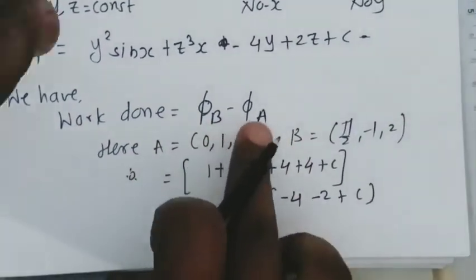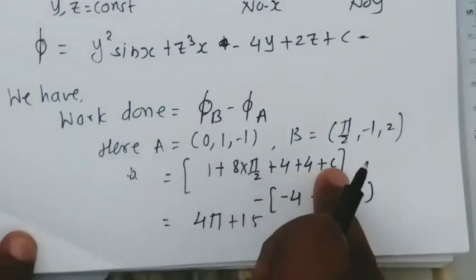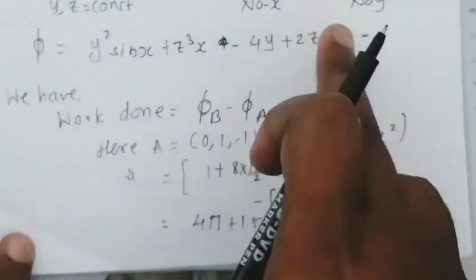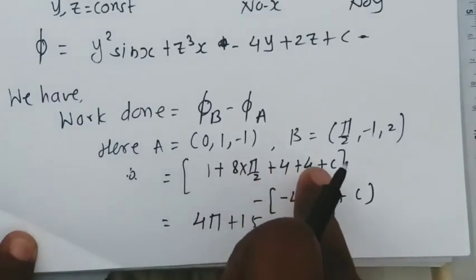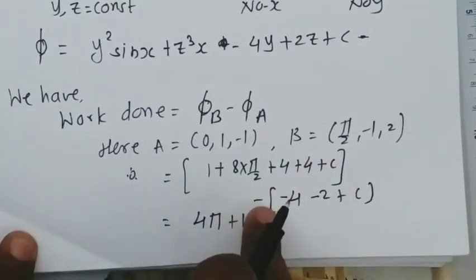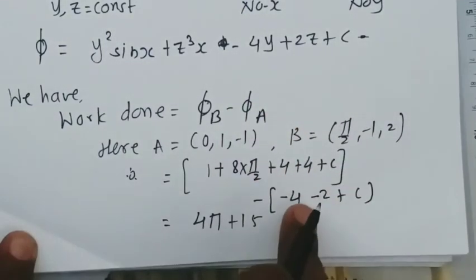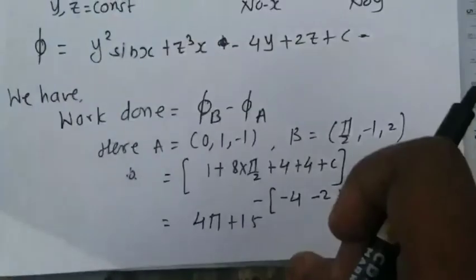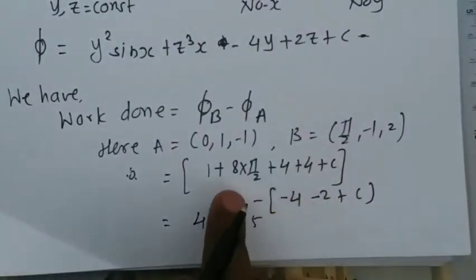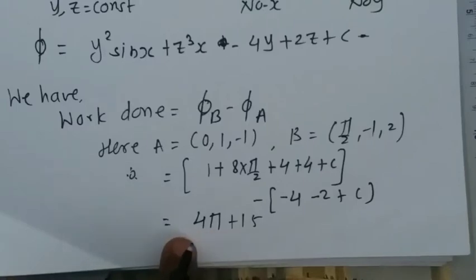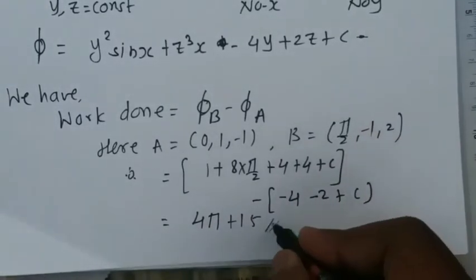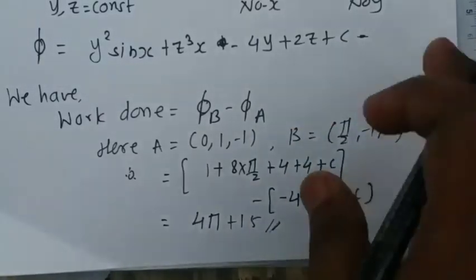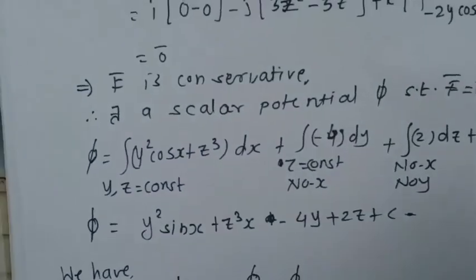And after calculating phi at b, we'll get this calculation, this constant also there. 1 plus 8 pi by 2 plus 4 plus 4 plus c, minus phi at a, we'll get minus 4 minus 2. After subtracting, we'll get 4 pi plus 15. This is the final answer. You can check the calculations. So this is how we proceed when the endpoints are given.